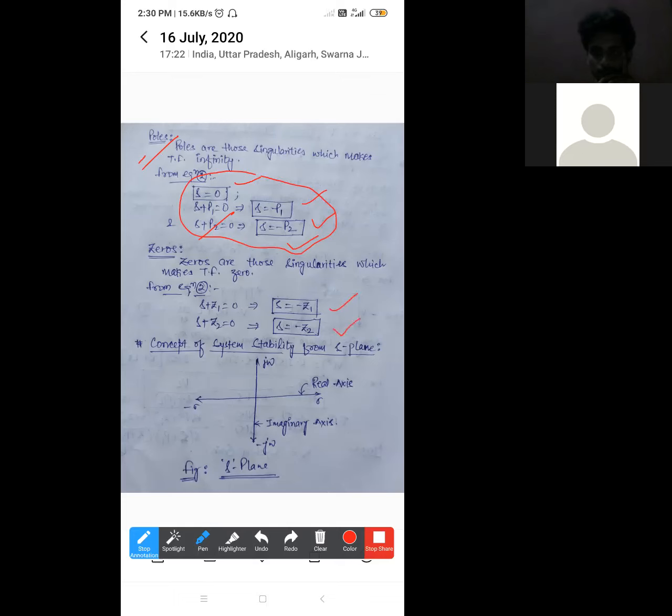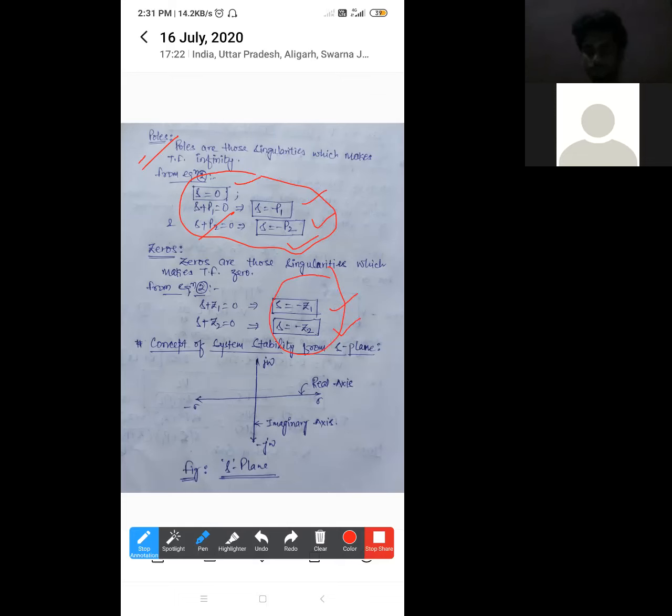So here we can see that if we put these values, s equal to minus z1 and minus z2, in equation number 2, we will get the value of the transfer function equal to 0. So these singularities, s equal to minus z1 and minus z2, are nothing but zeros of the transfer function, right?